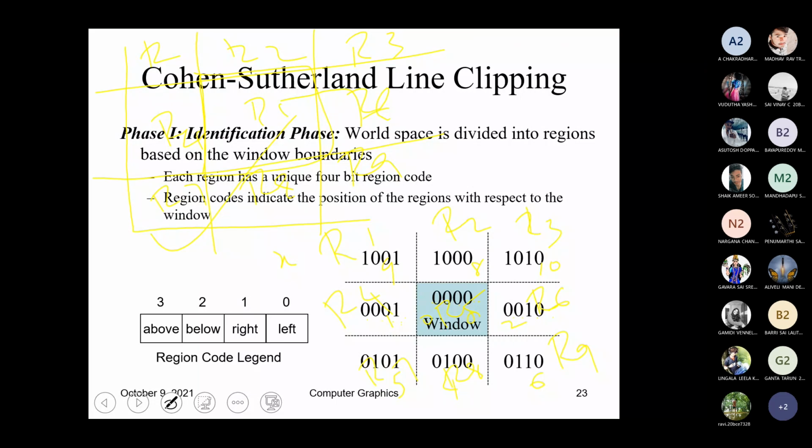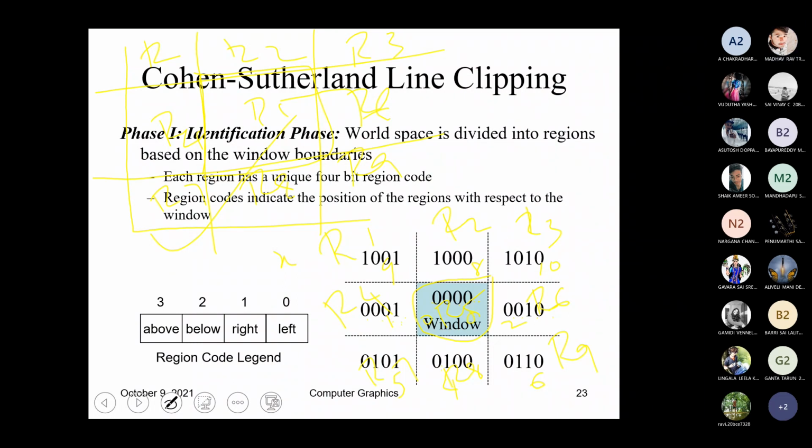Again you have, below the window, the middle portion is 0100. Okay. So he just assigned some values to identify which region the line is in. What he has done is, the center area has the code 0000, that is region 5, which is considered the rectangle window. So this is your region 5, it is considered as the rectangle window. Clear now?